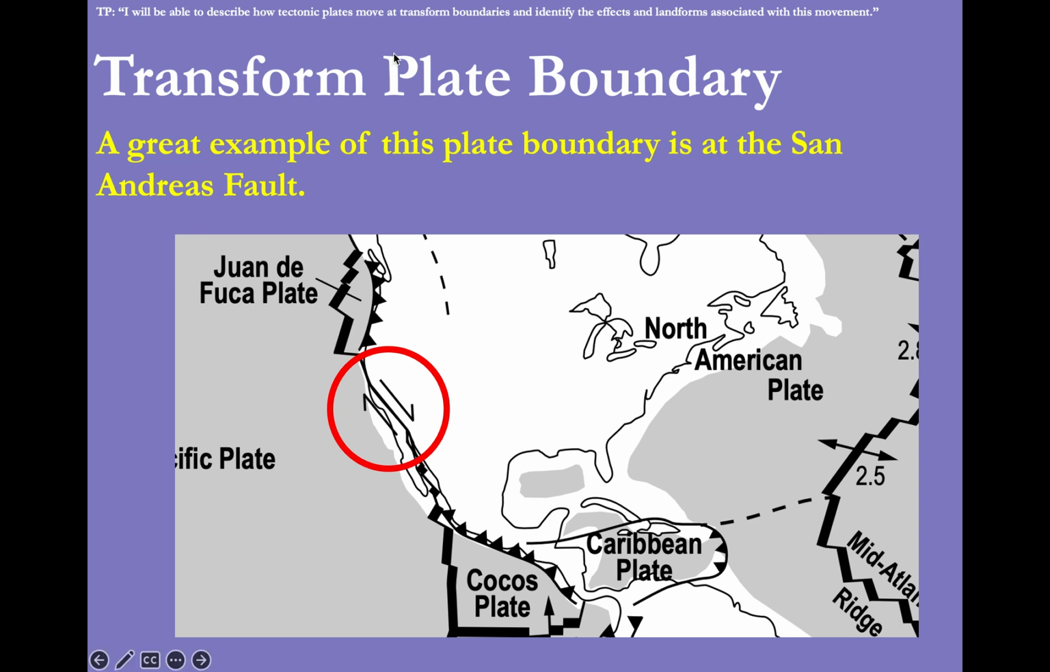All right, a great example of this plate boundary is the San Andreas Fault. On the old reference table, it was clearly marked as the San Andreas Fault, but now it's not. But that's the area here. We have these two arrows that go side by side. One's going in one direction, the other one's going in the opposite direction, and they're sliding past each other. There may be some vertical movement, but we're talking about horizontal.